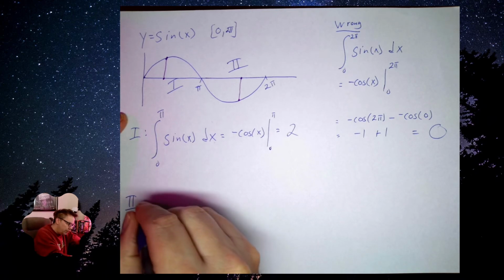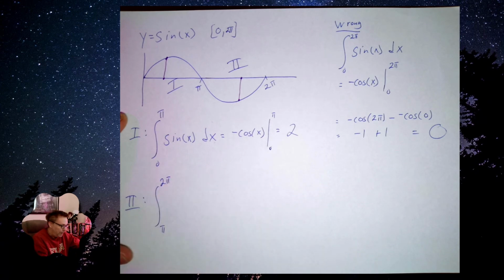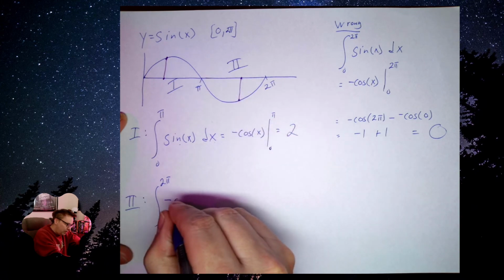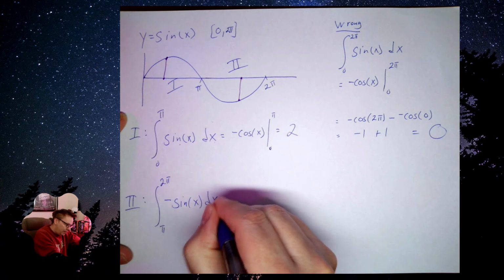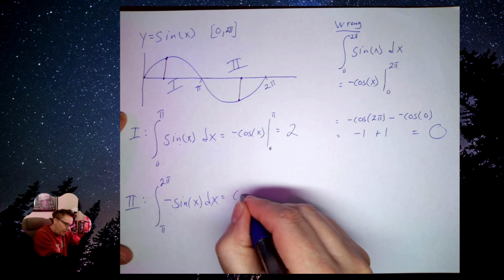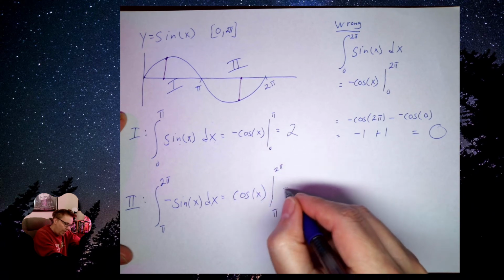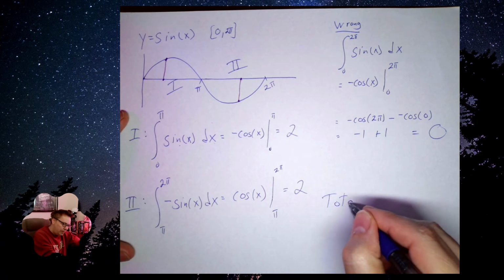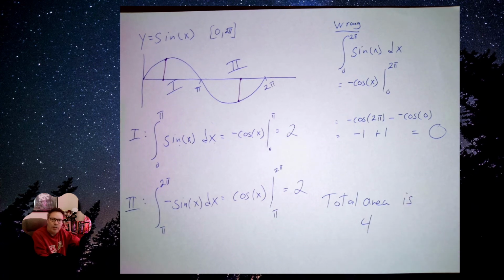Region 2, I'm going to go from pi to 2 pi. And instead of looking at sine of x, well, now my curve is below the x-axis. So I know I'm in the negative area. And I wind up getting cosine of x. I evaluated between pi and 2 pi. And here, I get an area of 2. So my total area is 4. I add those together.